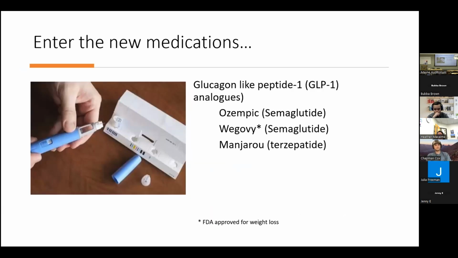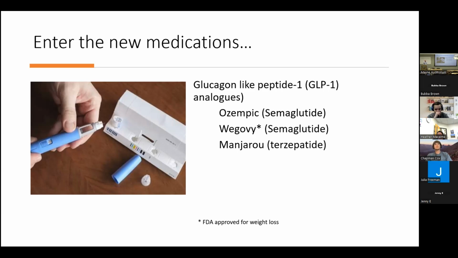There's this new class called the GLP-1, glucagon-like peptide analogs. And there are 3 of them that are really popular right now: Ozempic, Wegovy, and Mounjaro. Have you all heard of these? All right. Good. Anyone know how much they cost to use them? A few thousand dollars a month? Yeah. So they're pretty pricey, right?